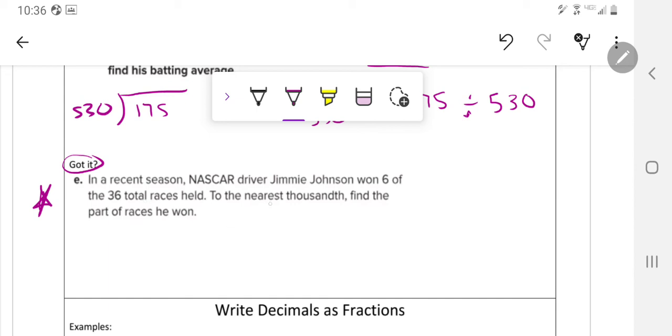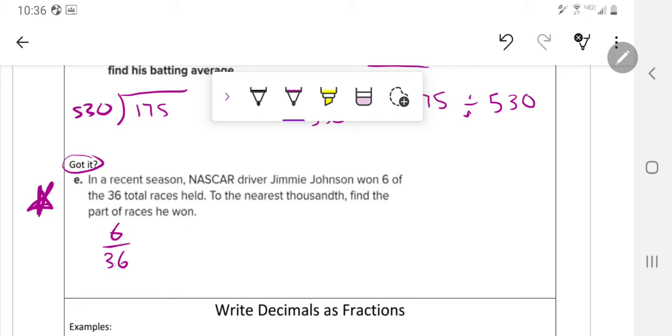So it says NASCAR driver Jimmy Johnson won 6 of 36 total races. What we know about fractions is we usually put the part over the whole. So the 36 is the total, and the 6 is the part that he won. So now this little star hint is always look. If you have to change it to a decimal, always look if you can simplify that fraction. Simplify that fraction, and then we'll have smaller numbers to long divide. All right? Or it might actually simplify down to a fraction that you already know the decimal for.